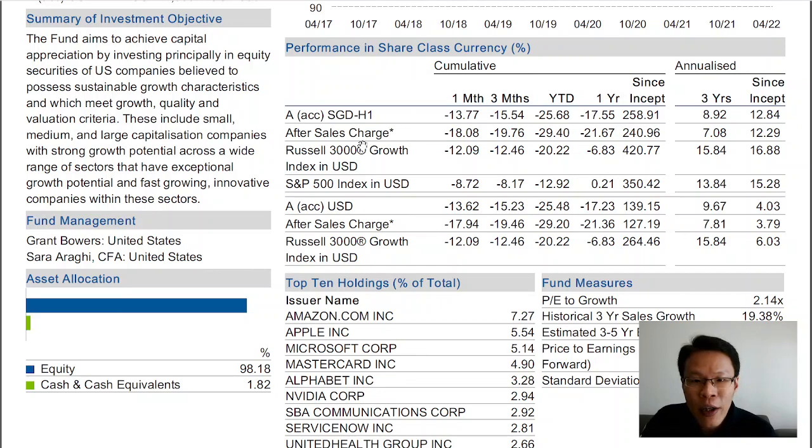Let's look at after sales charge. So sales charge, in a nutshell, it means a one-time fee that investors got to fork out before they buy into the unit trust itself. Okay, so typically the sales charge will be levied at up to a maximum of 5%. Okay, so let's look at the data with the sales charge factored in. Negative 18%, negative 19.76%, negative 29%, so on and so forth. Okay, this is the performance of the Russell 3000 Growth Index as well, and the S&P respectively.